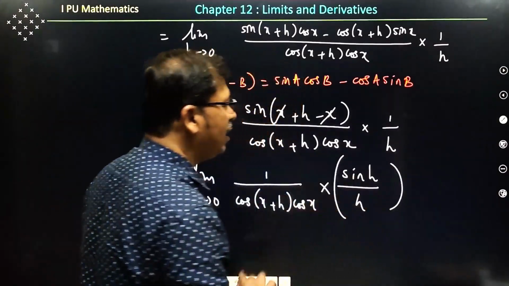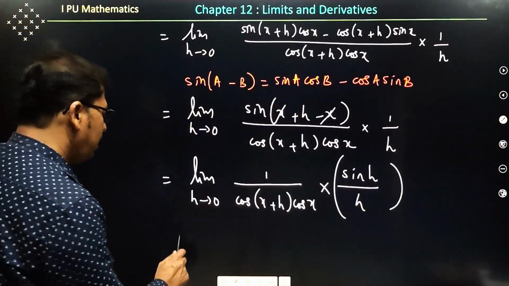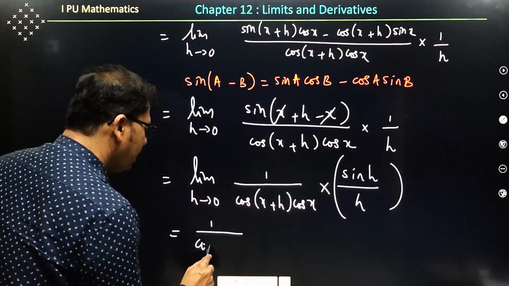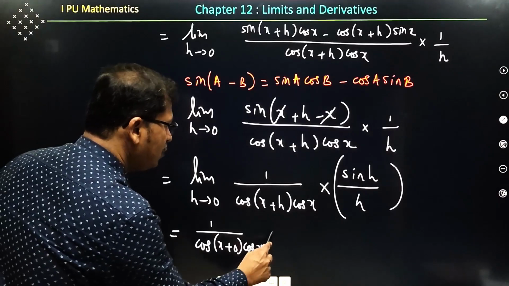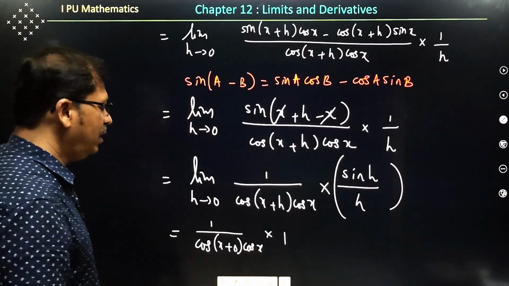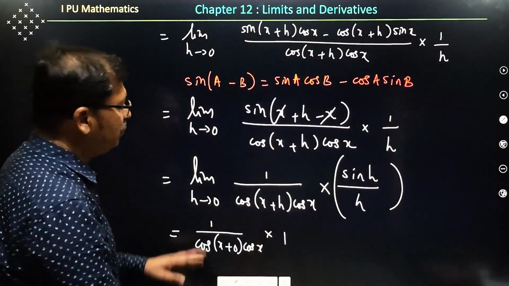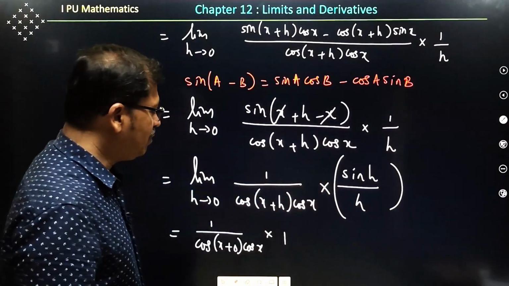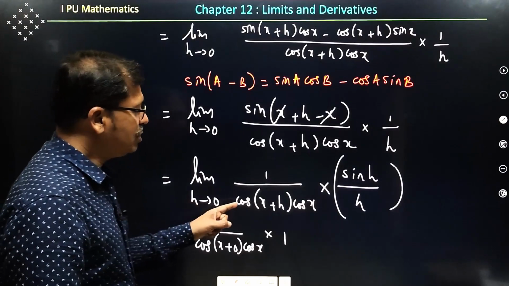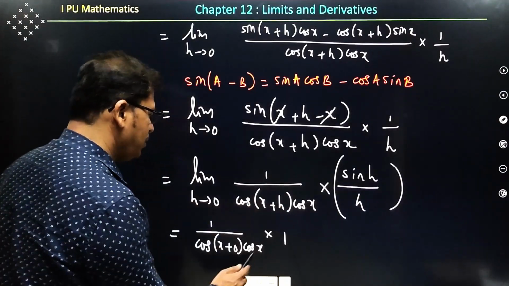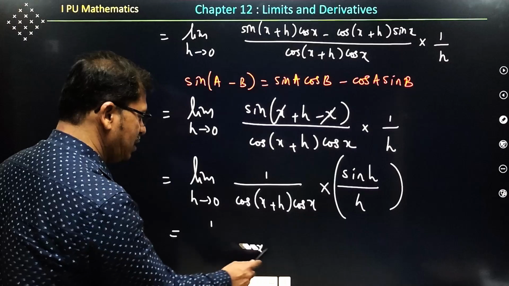Now this is a standard limit. Here you apply the limit: 1 upon cos of x plus 0 into cos x into sin h by h, whose value is 1. Directly you can take it by applying limit h tends to 0, sin h by h becomes 1 only. I have written directly in one step. Here I have substituted, here I have applied the limit. Otherwise, if you have any confusion, I would like to change the step here.